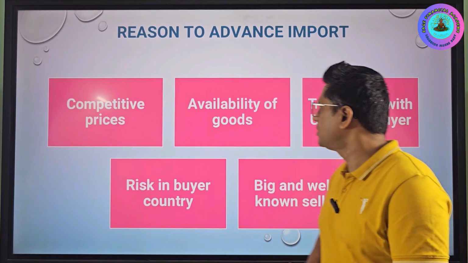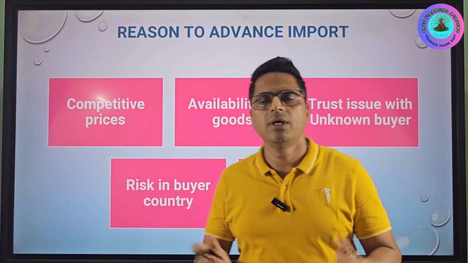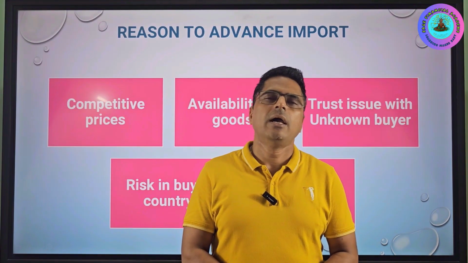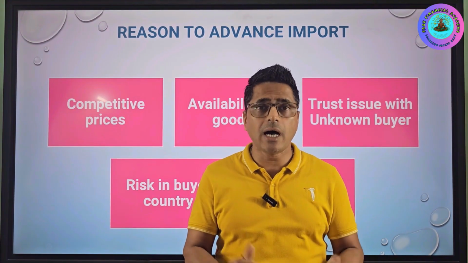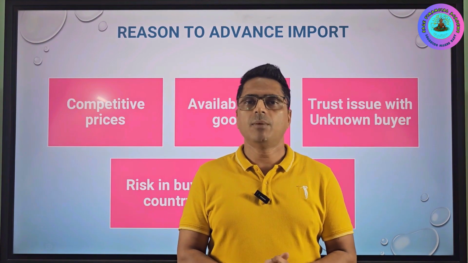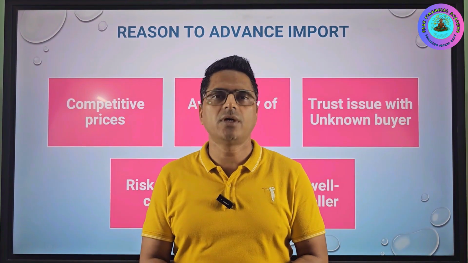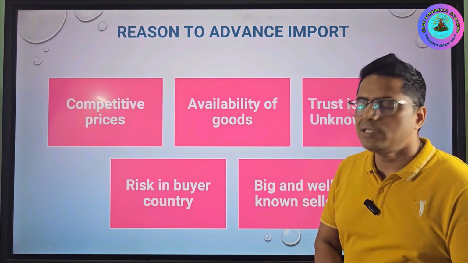So what will be the third reason? Trust issue with an unknown buyer. Here maybe the buyer is very small and no one is aware of that buyer, and the supplier is not going to take the risk. What will the supplier do? The supplier will ask for payment from the buyer. Yes, I am not aware of you. You must make the payment first, then I will be able to supply those goods. So this is the major reason here.